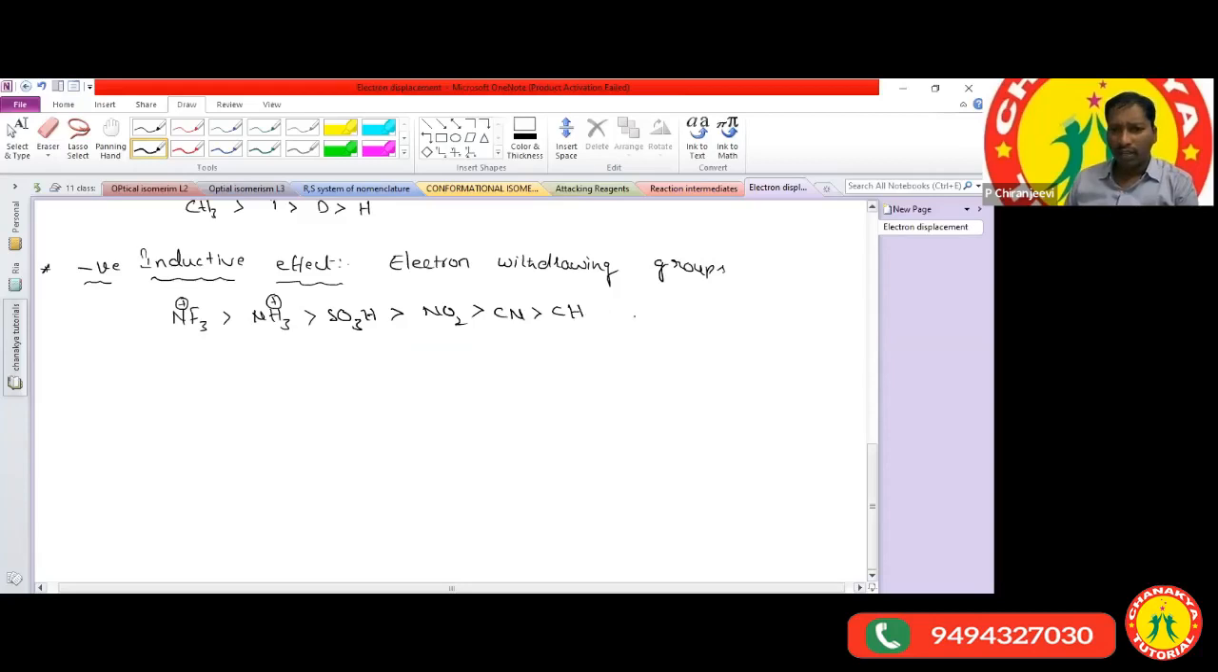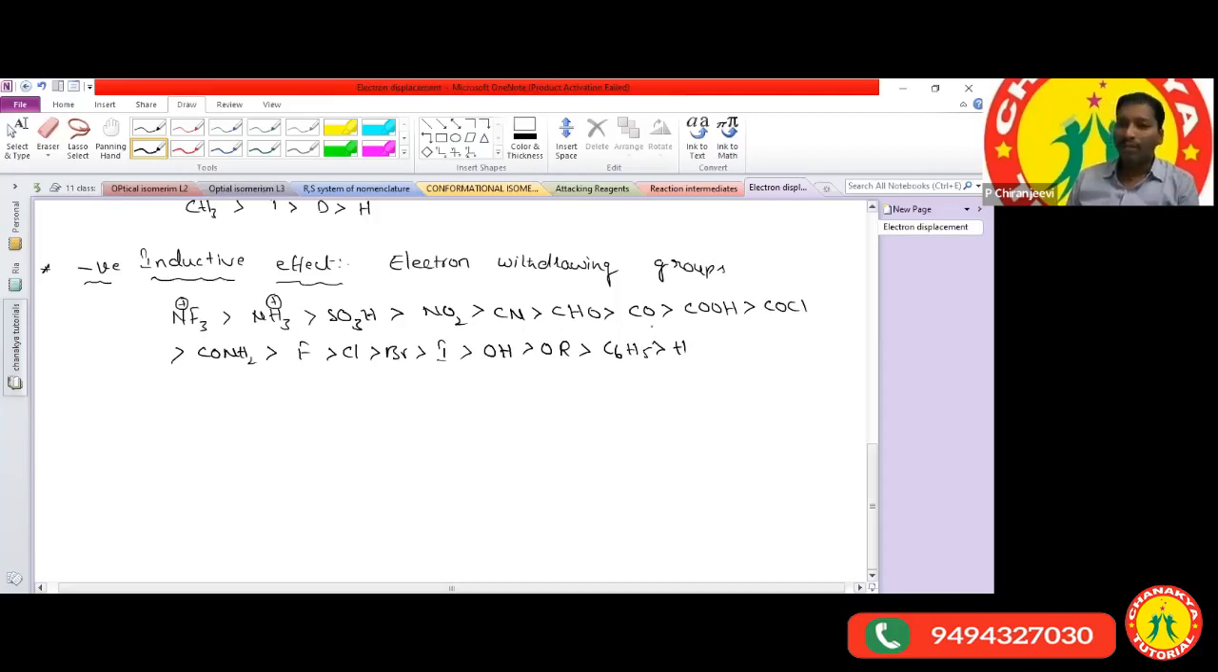CHO, CO, COOH, COCl, CONH2, F, Cl, Br and I, OH, OR and C6H5 and H. Okay, so all these are the examples of electron withdrawing groups.